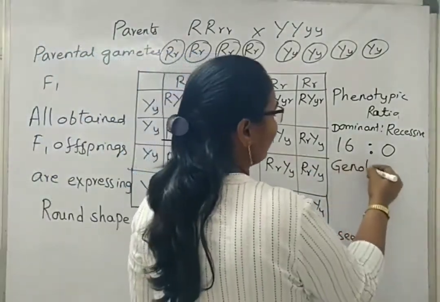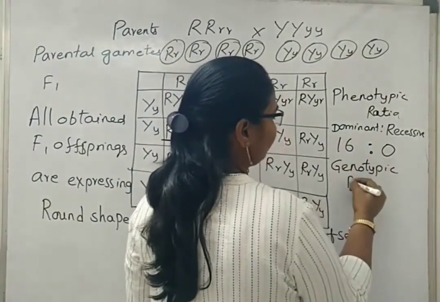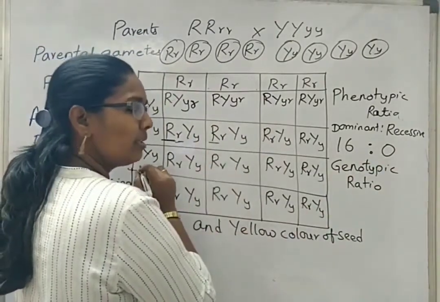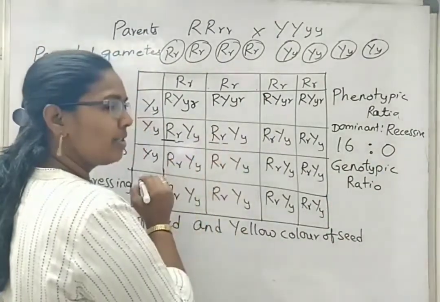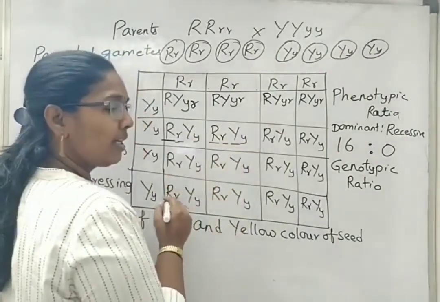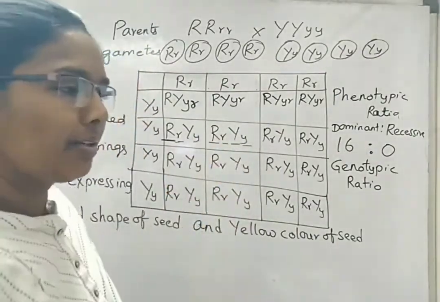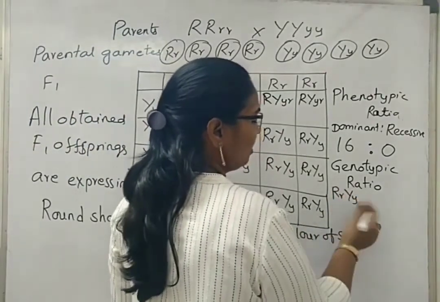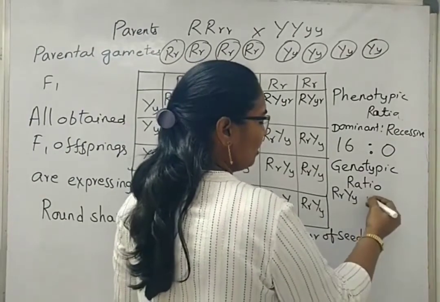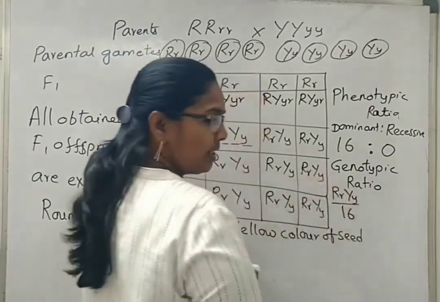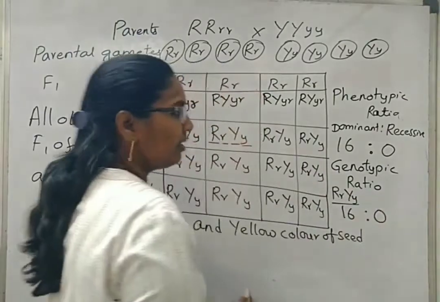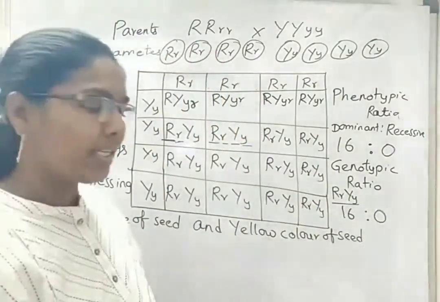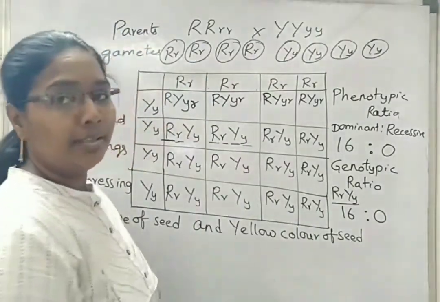Coming to the genotypic ratio, all are having one dominant allele and one recessive allele for the shape of the seed, and one dominant allele and one recessive allele for the color of the seed. So here all we got is capital R, small r, capital Y, small y only. These are 16 in number, and we did not get any of the parent type like capital R, capital R, capital Y, capital Y. That type of genetic expression we did not see here in the F1 generation.